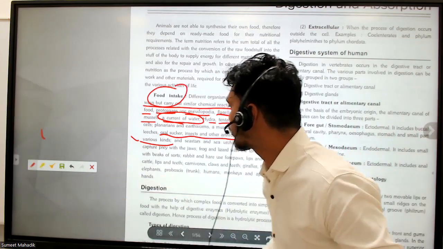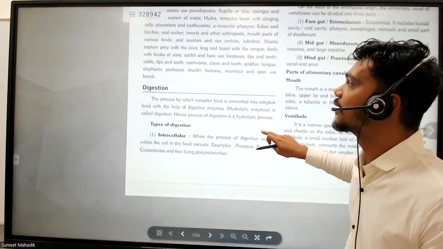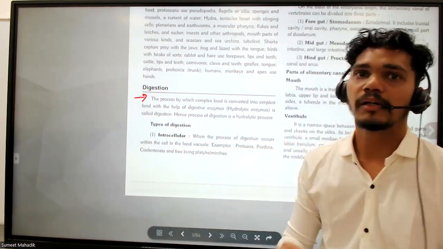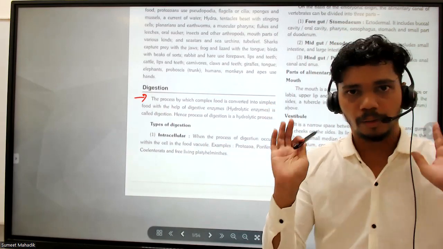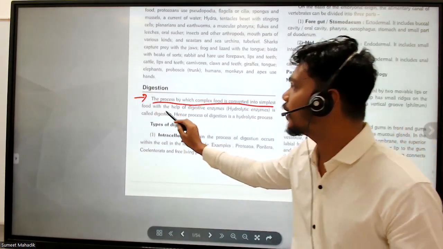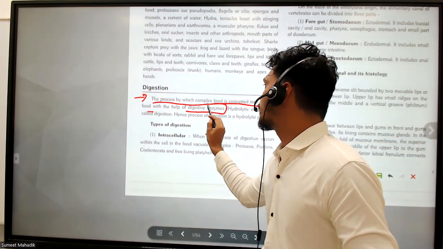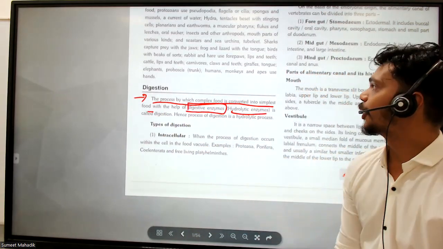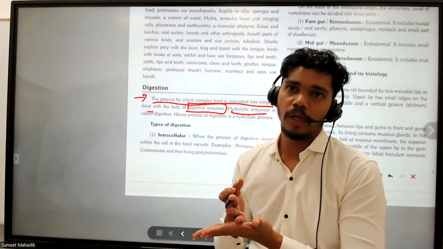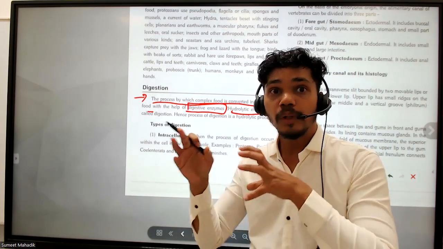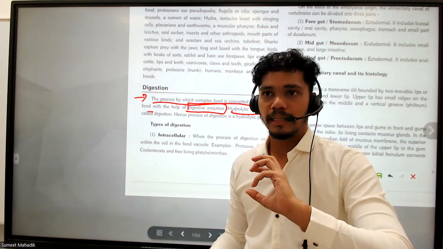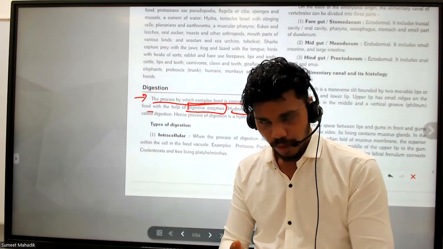Now after food intake, what comes next? Obviously digestion. So what is digestion according to you? Converting complex to simpler, right? In very layman language. So it is the process by which complex food is converted into the simplest food with the help of digestive enzymes, which are called hydrolytic enzymes. Why hydrolytic? Hydro means water, lytic means to break down. Because food is converted into bolus. What is bolus?